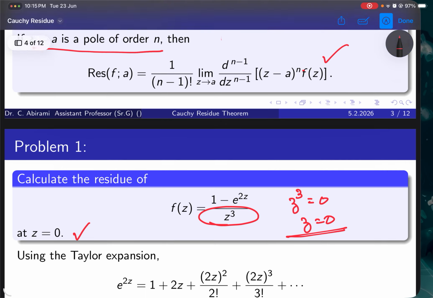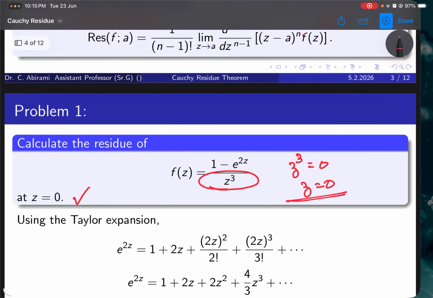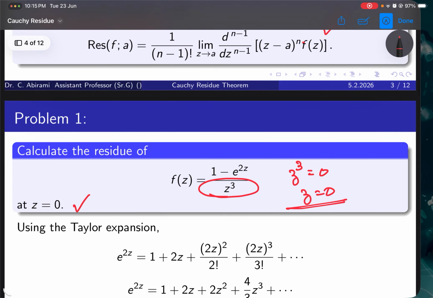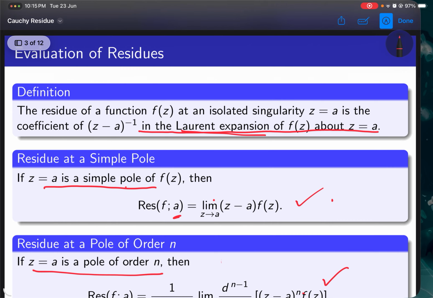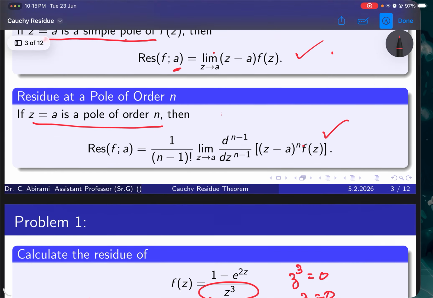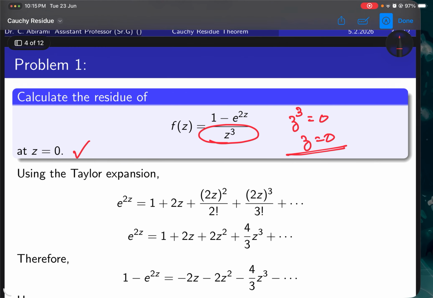For this function we can manipulate the residue if it is possible to expand the given function f(z) as a Laurent series expansion. From the Laurent series we can easily manipulate the residue. By the definition of residue, in the Laurent expansion, the coefficient of 1/(z - a) will give the residue of f(z).